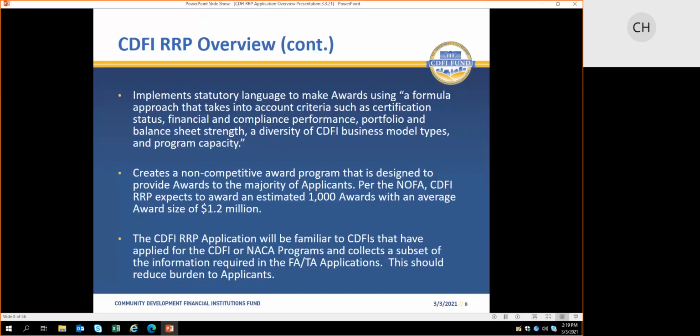And as I've said a few times now, we expect this application to be familiar to CDFIs that applied for the CDFI or NACA programs in the past, and we're collecting a subset of the information required in our FA and TA applications. We've done this in order to reduce burden to applicants. We know you've got a lot going on right now. In addition to RRP, you may be interested in applying for the CDFI program, NACA program, and other programs outside of the CDFI Fund that allow you to respond to COVID-19.